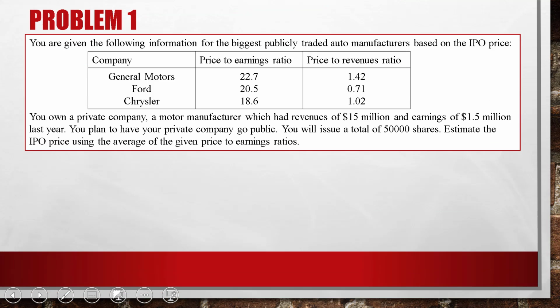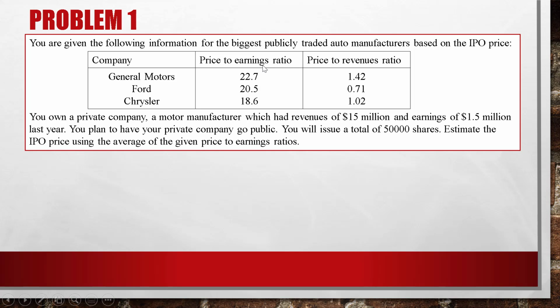Problem number 1. You are given the following information for the biggest publicly traded auto manufacturers based on the IPO price. You own a private company, a motor manufacturer, which has revenues of 15 million and earnings of 1.5 million last year. You plan to have your private company go public. You will issue a total of 50,000 shares. Estimate the IPO price using the average of the given price to earning ratio.